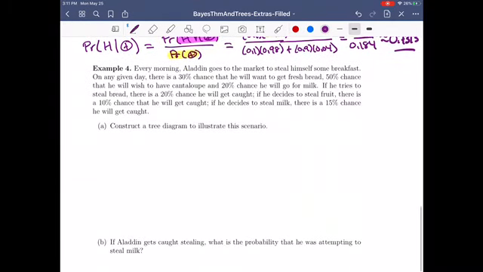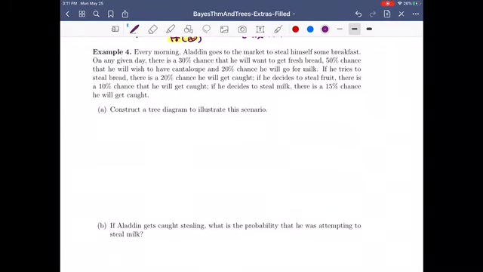Okay, one more. So, every morning Aladdin goes to the market to steal himself some breakfast. On any given day, there's a 30% chance that he will want to steal bread, 50% chance that he will want to steal cantaloupe, and a 20% chance he wants to steal milk. Okay, so let's let B equal steal bread. Okay, I'm going to call it F for fruit, for the cantaloupe, and then M for steal milk.